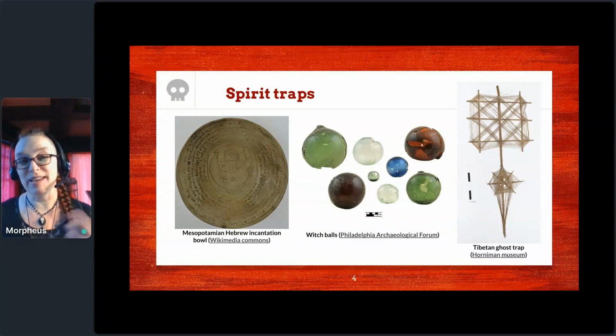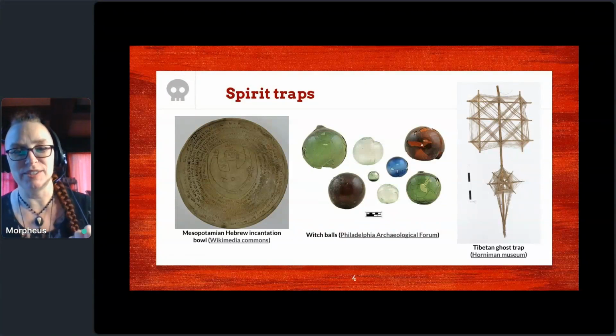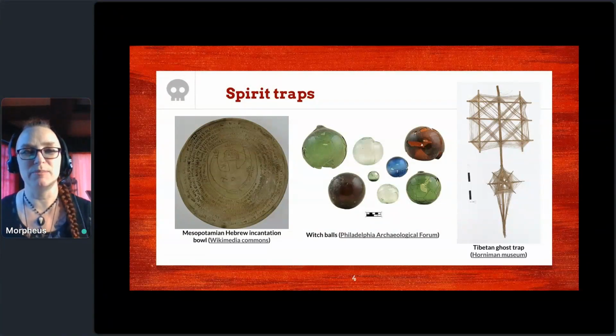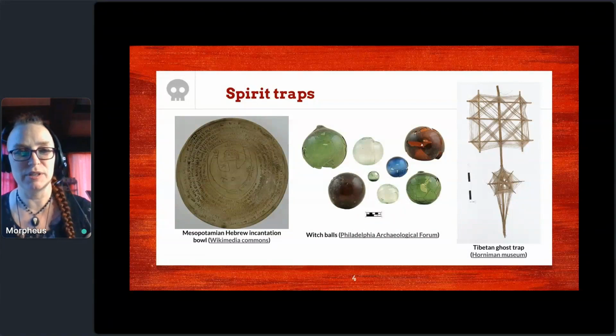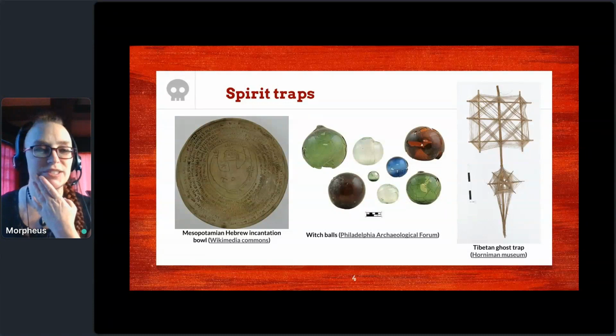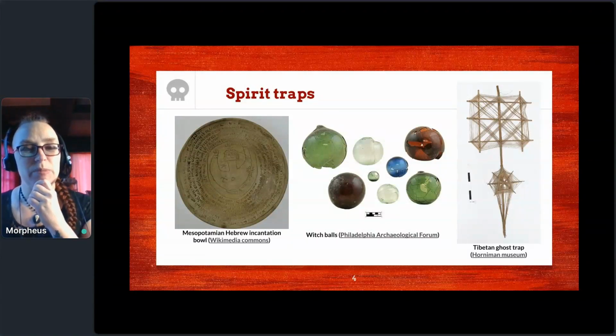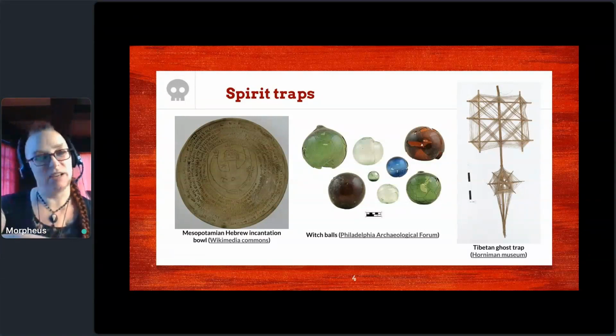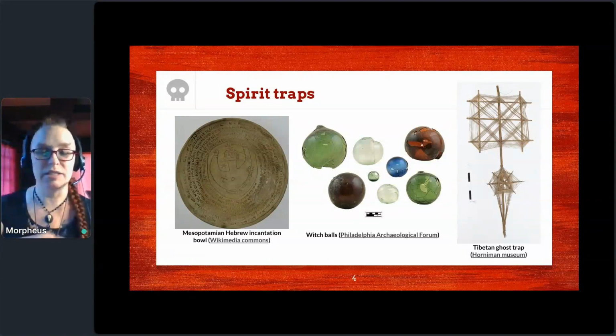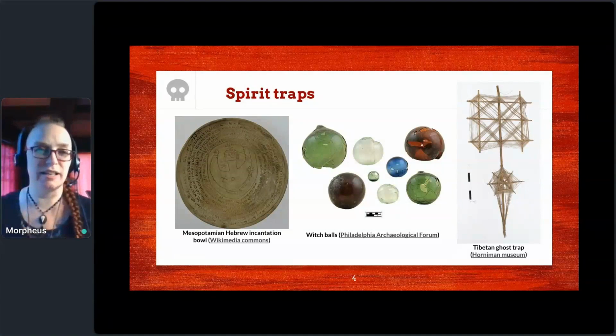Just a couple of examples here. I thought it would be fun to look at a couple of examples of spirit traps from different areas before we get into witch bottles. So on the left is an example of a Mesopotamian Hebrew incantation bowl. These were ancient spirit trap devices where it's got an incantation written in a spiral form around the interior of the bowl, leading into the center.